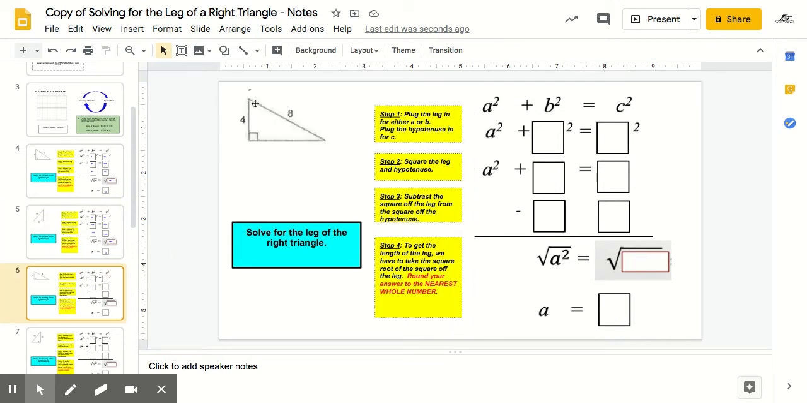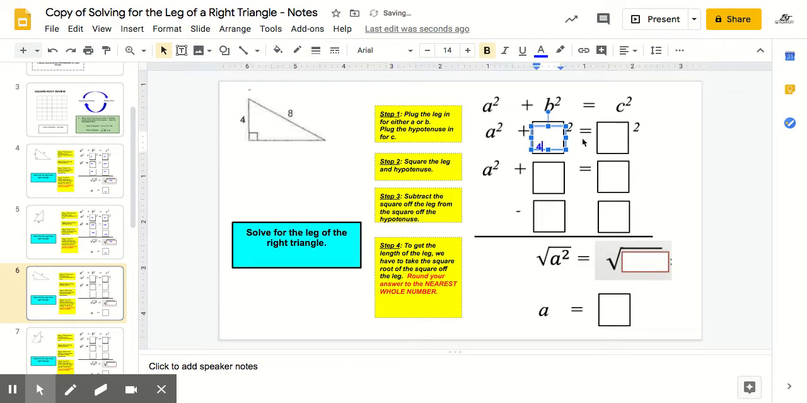Okay, we'll do another one. Here we have another right triangle. Again, we are solving for this bottom leg here. I gave you one leg and I gave you the hypotenuse. Okay, so first step is to plug in the leg and then plug in the hypotenuse. Again, I'm going to call the missing leg a, so I'm not going to plug in anything for a yet. But I know what b is. b is my second leg, which is equal to 4.